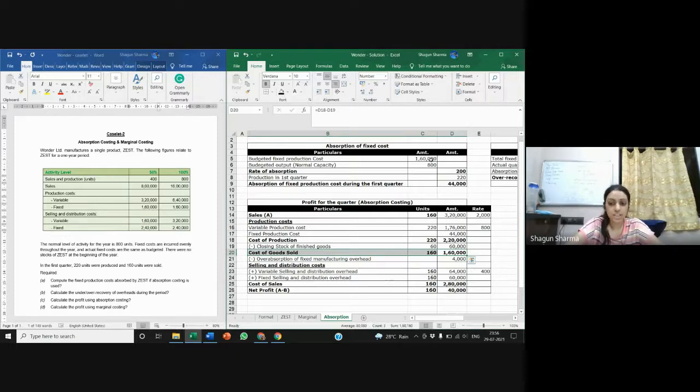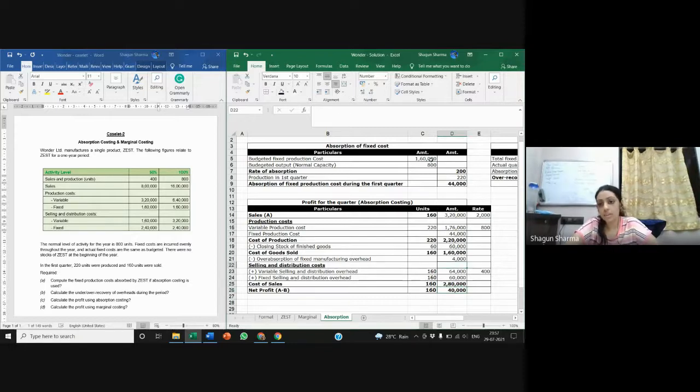Now there is one more adjustment pending here कि यहाँ पे मैंने 44,000 charge किया है जबकि मुझे 40,000 करना चाहिए था. So I deduct my over absorbed fixed manufacturing overhead, which is 4,000. So finally my net profit becomes my sales minus my production cost, minus my over absorption, minus my selling and distribution costs, and then I get my net profit. All right. So we are almost done.